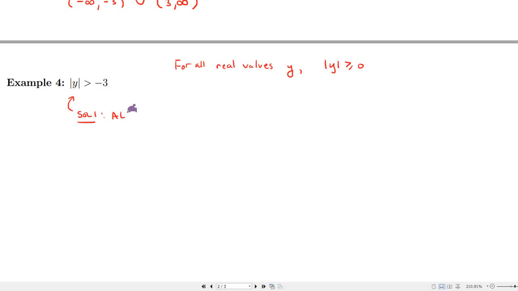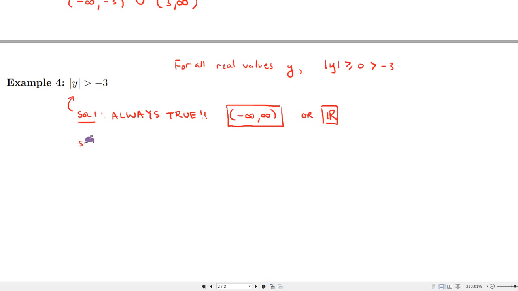This is always true, right? So no matter what y I pick there, I know the absolute value is greater than or equal to 0. So certainly that is strictly greater than negative 3, right? So what you could say here is, that's your interval. That's your solution, or you could just write all real numbers. That's another way of writing it, remember.